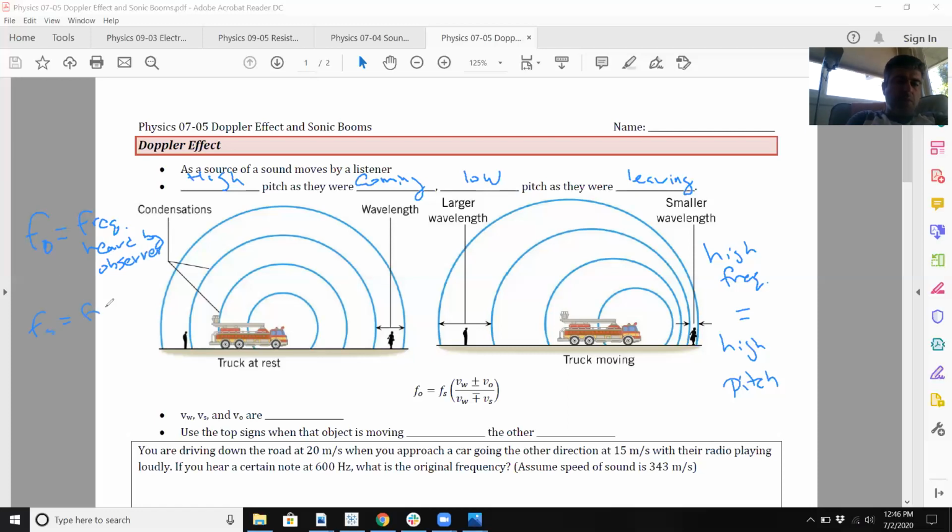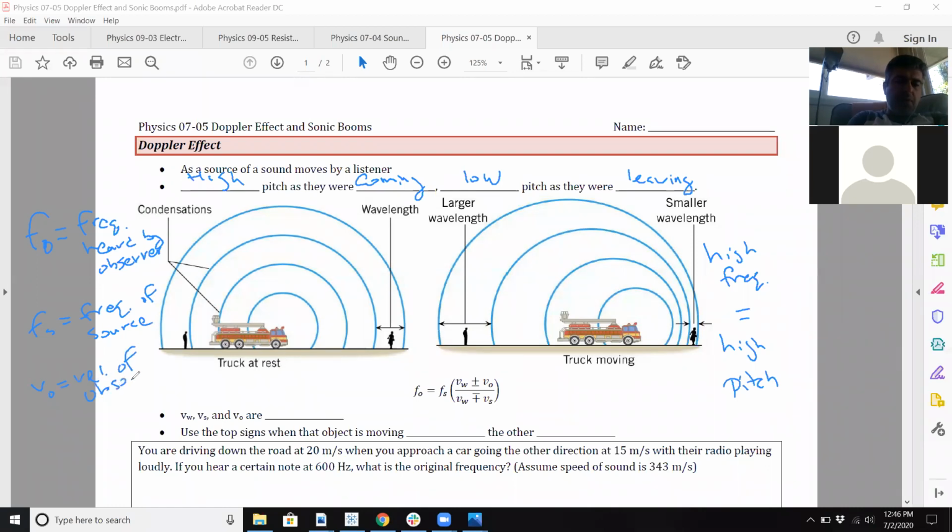Fs will be the frequency of the source. VO will be the velocity of the observer. So for example, if you're driving the car, you'd be the observer, so your velocity. Vs will be the velocity of the source. And VW will be the velocity of your sound wave.